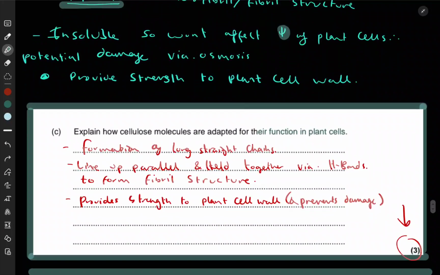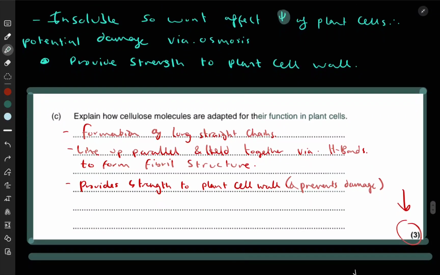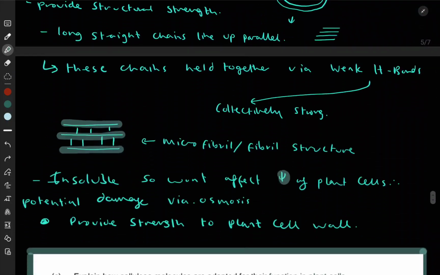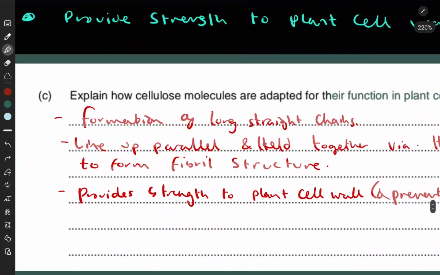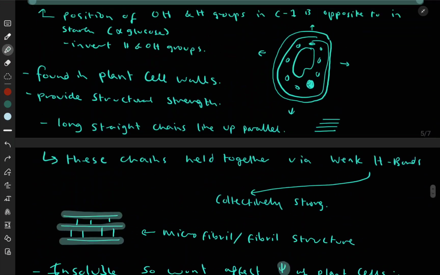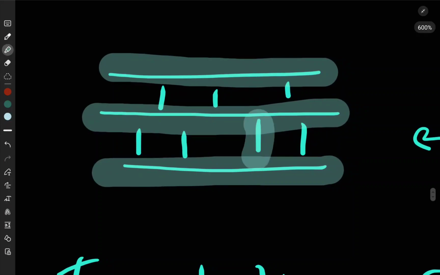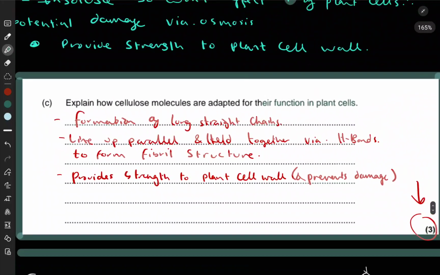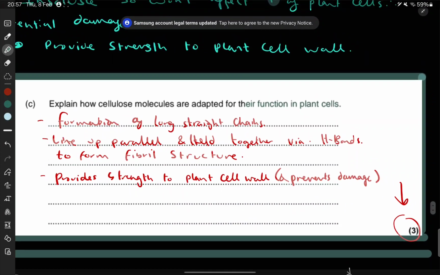And now I've put a potential question which could come up. Explain how cellulose molecules are adapted for their function in plant cells. So one point you could say is formation of long straight chains, as I said here. And long straight chains do form glycosidic bonds via condensation reactions, just extra knowledge. Second point being, they line up parallel and are held together via hydrogen bonds to form fibril structure. So as I show here, the hydrogen bonds. And this forms a fibril structure, and therefore it provides strength to the plant cell wall and prevents damage. This is a 3 marker, so you need 3 clean points.